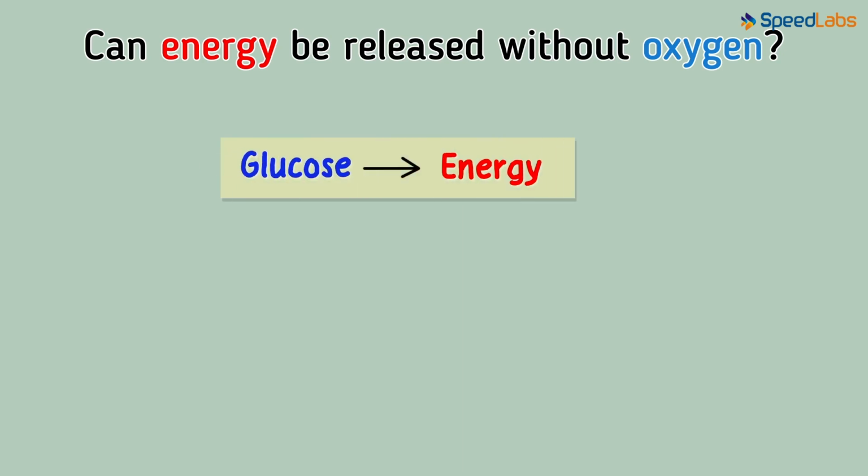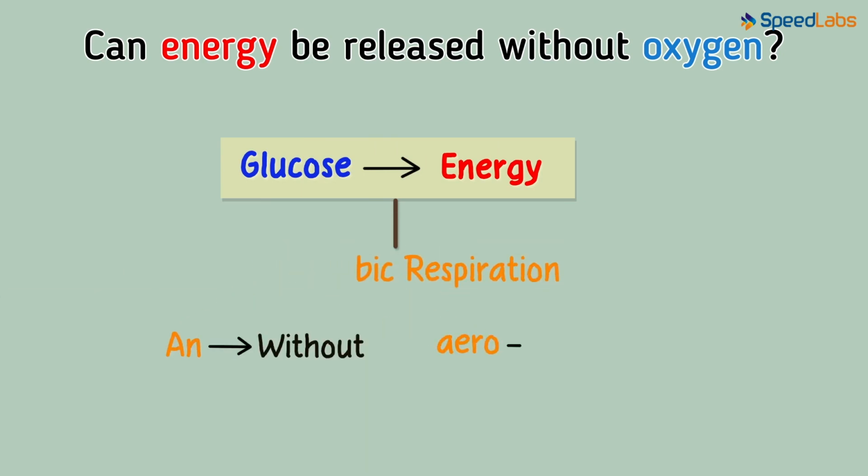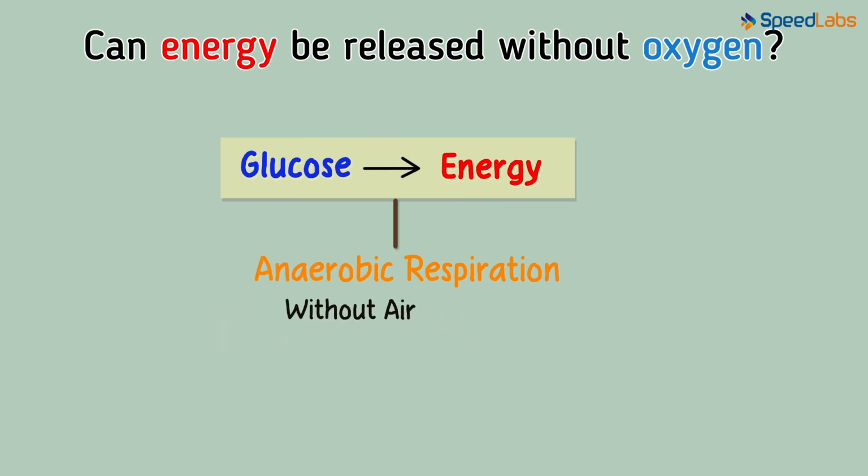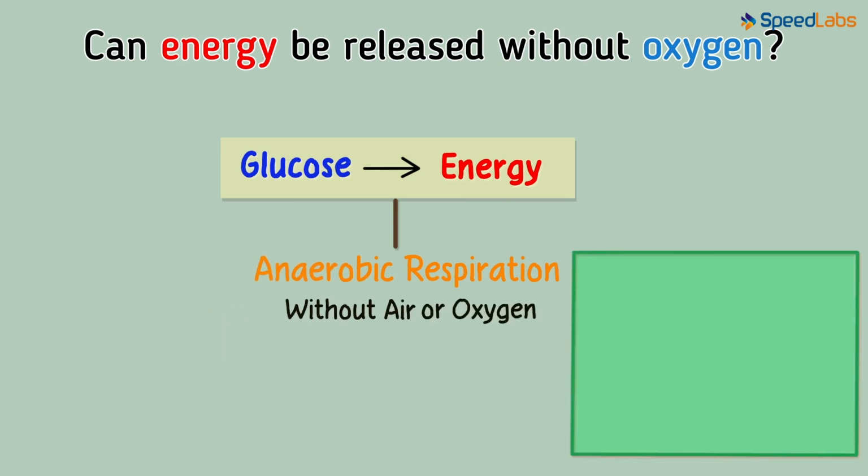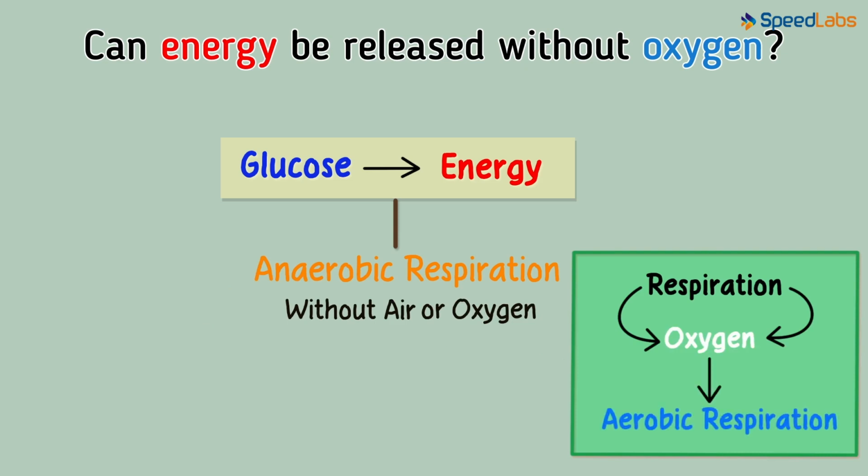Glucose can be converted to energy without oxygen. This is referred to as anaerobic respiration. An means without and aero means air. Without air or oxygen. The respiration which requires oxygen is called aerobic respiration. And that's what we have looked at until now.